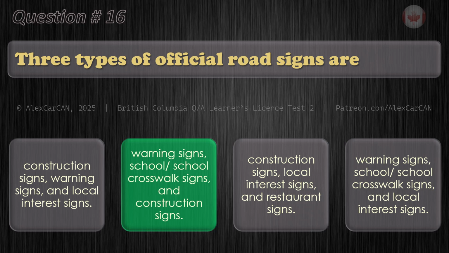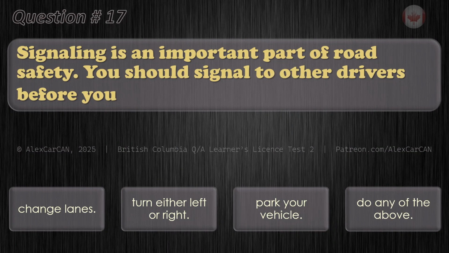The correct answer is warning signs, school/school crosswalk signs, and construction signs. Question number 17. Signaling is an important part of road safety. You should signal to other drivers before you change lanes, turn either left or right, park your vehicle, do any of the above. The correct answer is do any of the above.